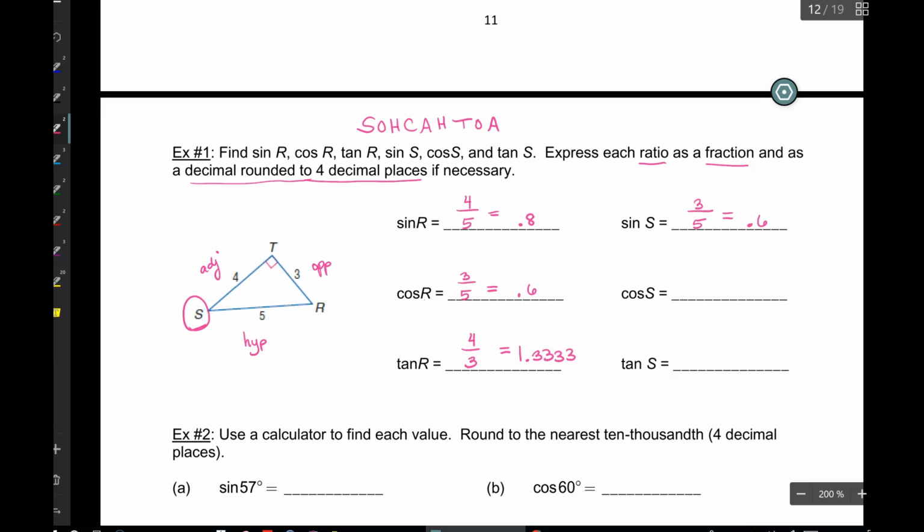Next, we want cosine of S, so cosine, CAH, that's adjacent over hypotenuse, so that's going to be 4 over 5, which is 0.8. And finally, tangent of S, that's going to be opposite over adjacent, 3 over 4, which is 0.75.